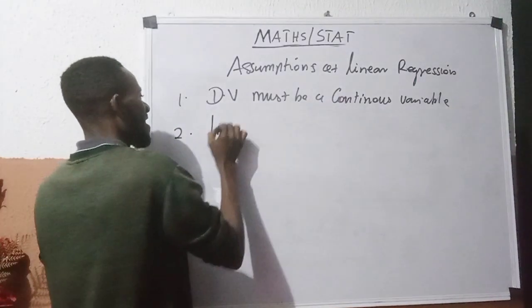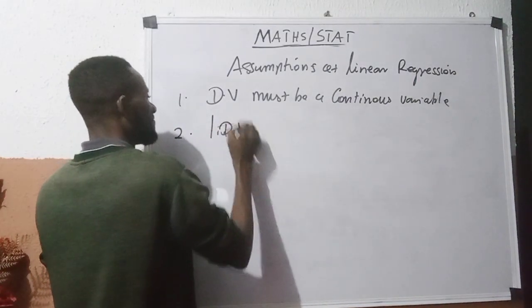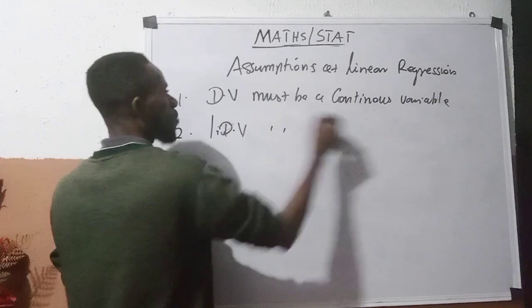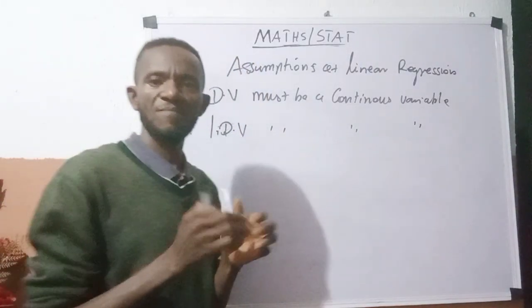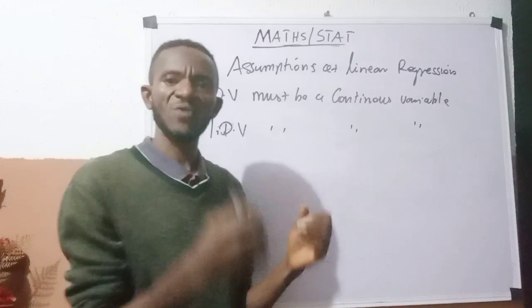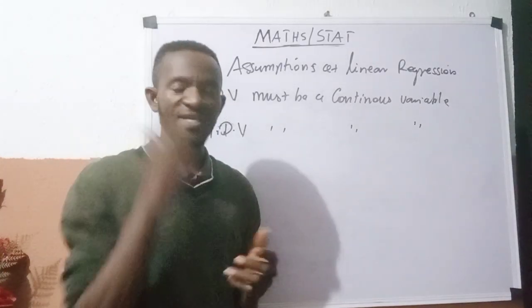Then number two says that the independent variable equally must be continuous. That is, the IDV must equally be a continuous variable. Our independent variable equally must be a continuous variable.